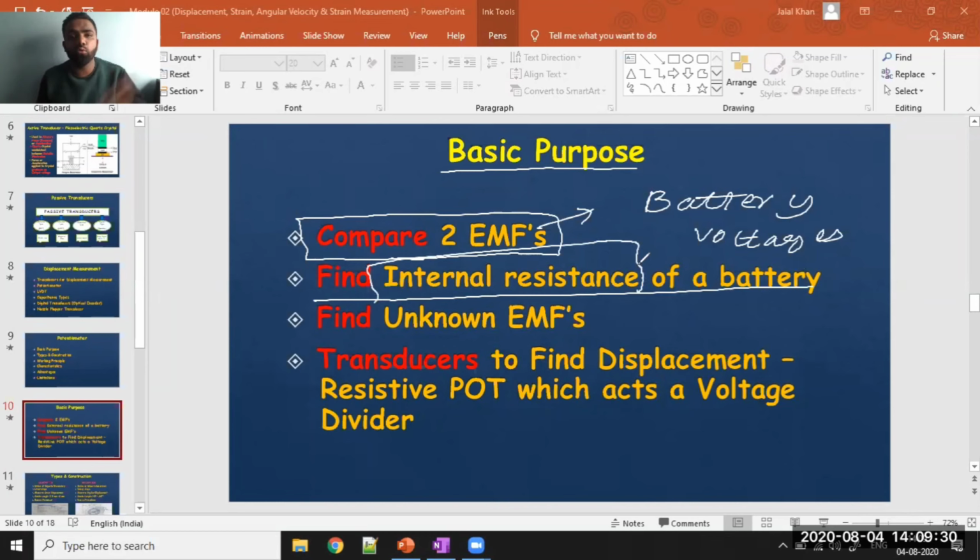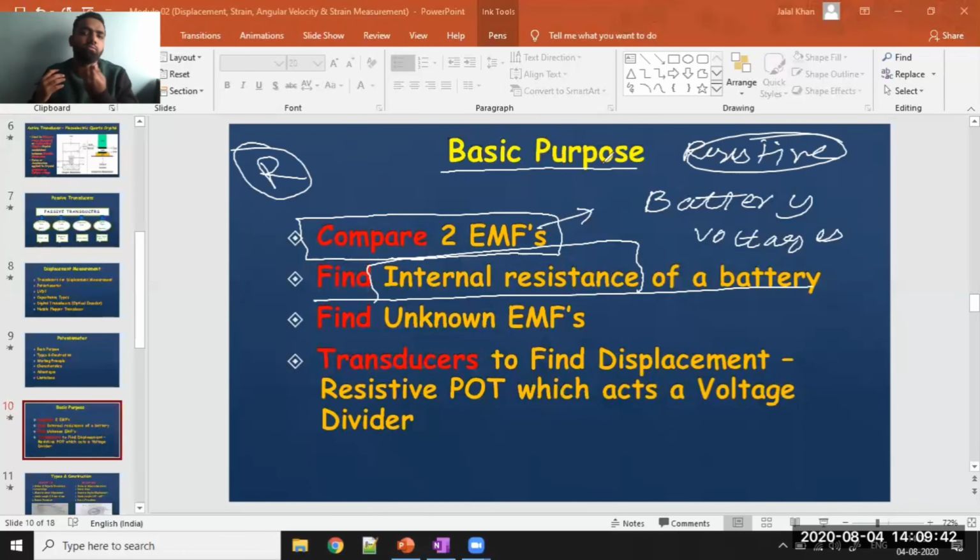So suppose you want to find, suppose you have designed a potentiometer for a resistance R of the wire, because potentiometer is nothing but resistive type. I hope you're getting, I've already explained. Potentiometer is nothing but resistive type, whether it is used for measuring displacement or for some other entity. It is always used in relevance to resistive type.